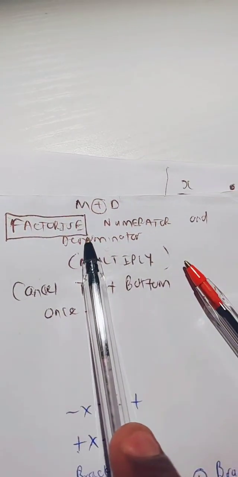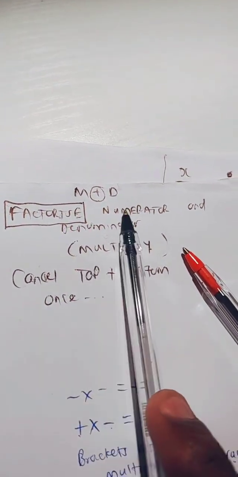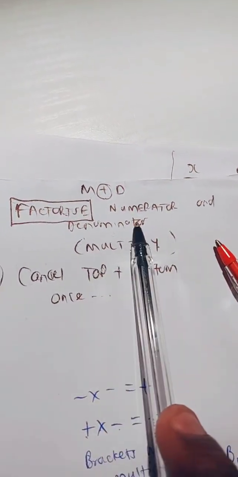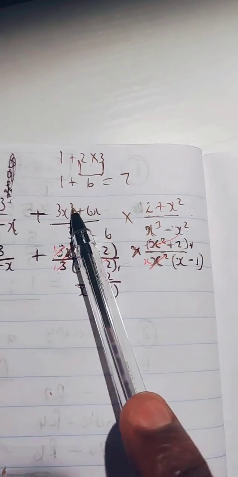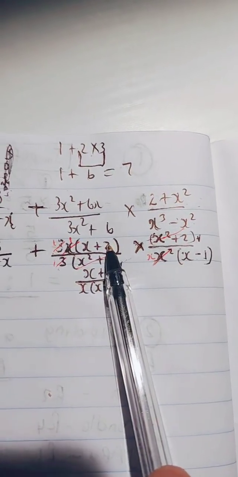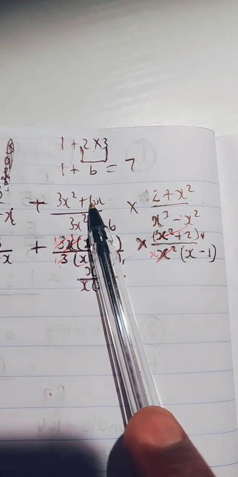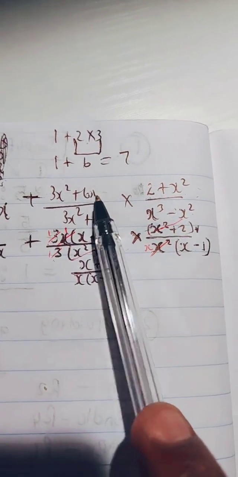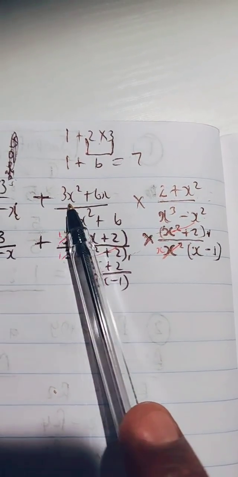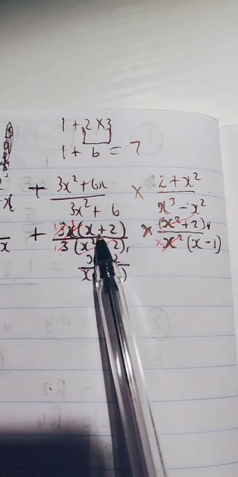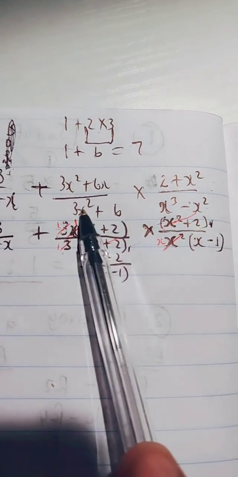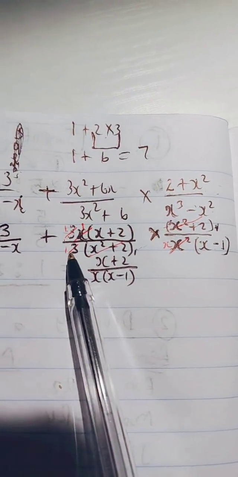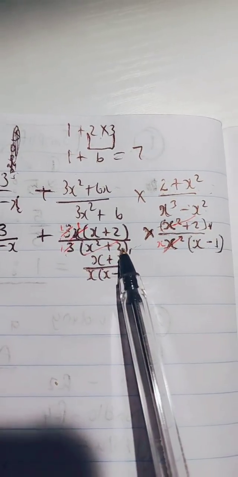How? Well, when you are multiplying fractions, what is the rule? You must factorize the numerator and the denominator of the two fractions that you are multiplying. Look at the numerator, factorize it. We can see there's the highest common factor here. After seeing that there are two terms, there's a highest common factor of 3x, so we take it out. Then we are left with x plus 2 inside the bracket. Multiplying the denominator, we have a highest common factor of 3. We are left with x squared plus 2.